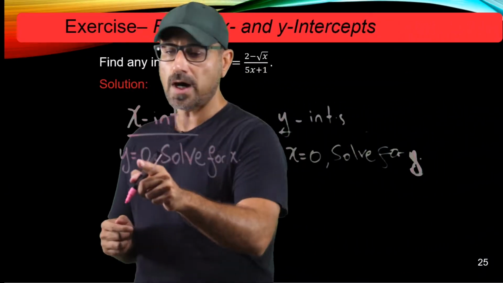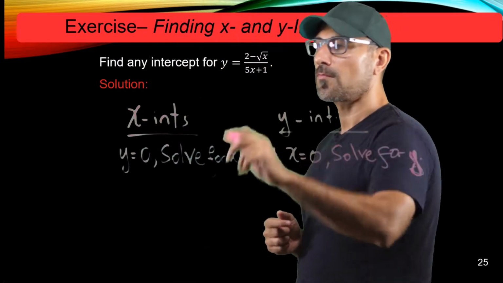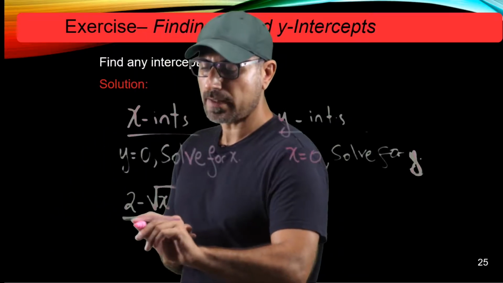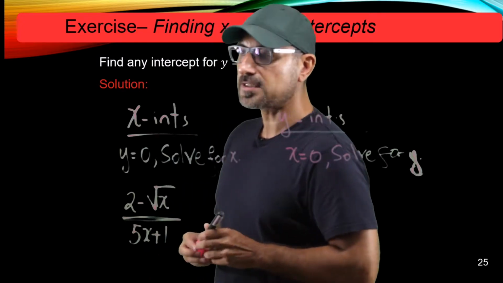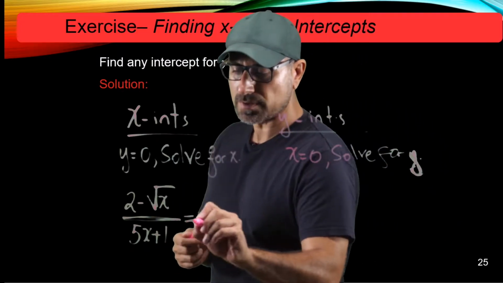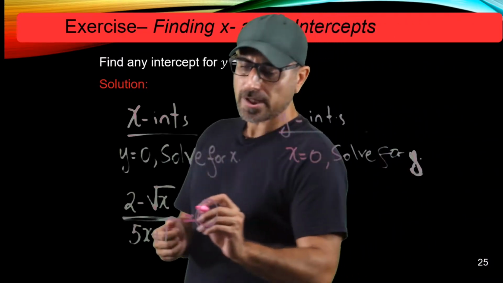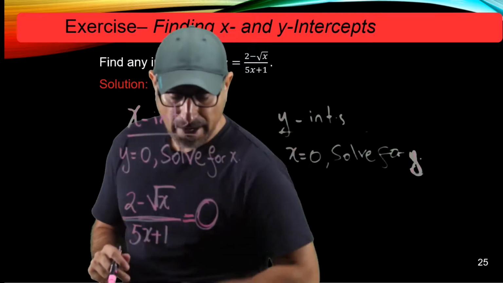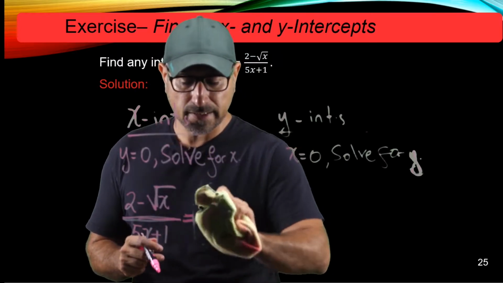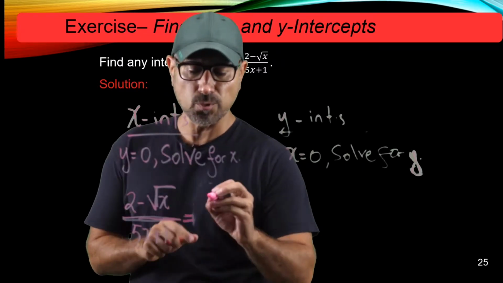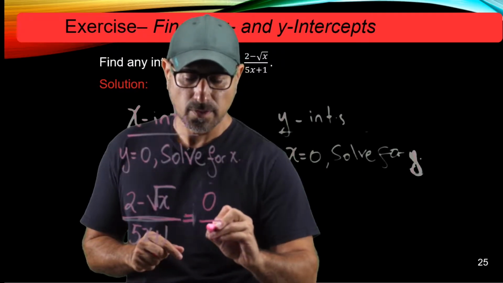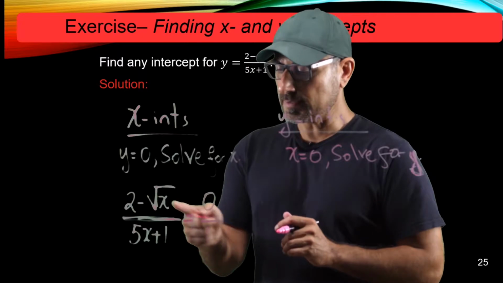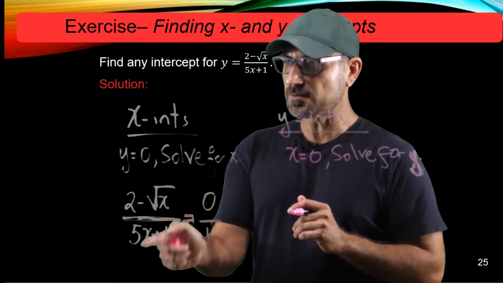So when y equals 0, here, you have 2 minus radical x divided by 5x plus 1, and we set this to 0 because y is 0. Well, this is a rational expression on the left-hand side, so why don't we make the right-hand side look like a rational expression? So all I'm going to do is write 0 as 0 over 1 so that I can do cross product, something from algebra. So here, this times that has to be equal to 0 times 5x plus 1.